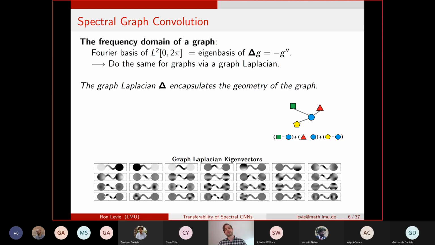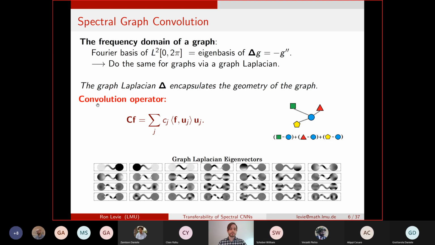So we take some graph Laplacian. This is a self-adjoint operator or a symmetric matrix operator that somehow encapsulates the geometry of the graph, or more accurately, the eigenvectors tell me how I can oscillate on the graph. There are different ways I can oscillate in the graph, and the eigenvalues are, in some sense, the frequencies.